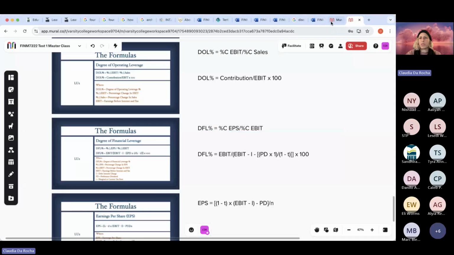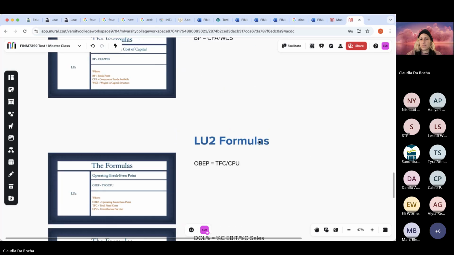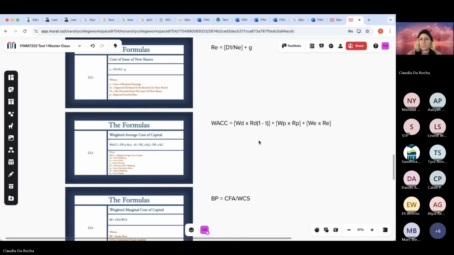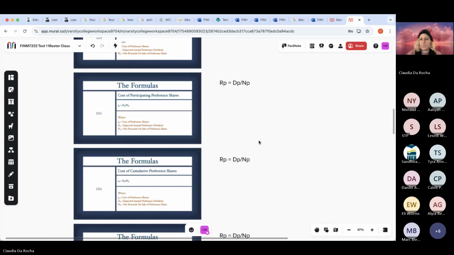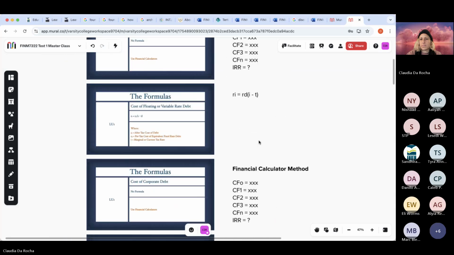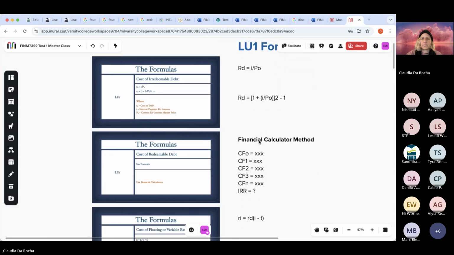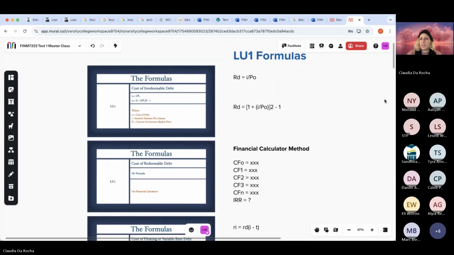Okay, so please just confirm that you can see the screen just with a thumbs up. Okay, so I'm assuming everyone can see my screen. I'm just going to go back.